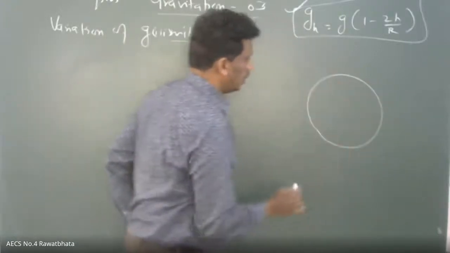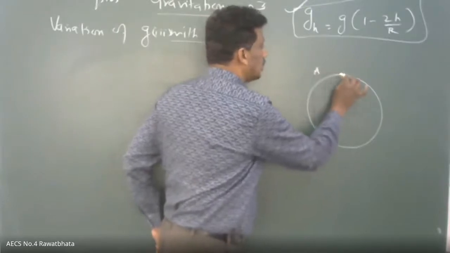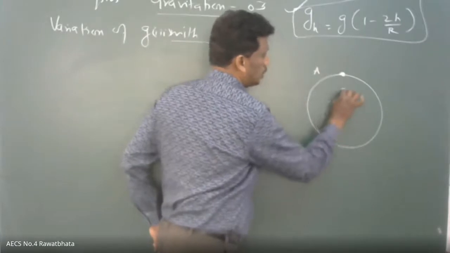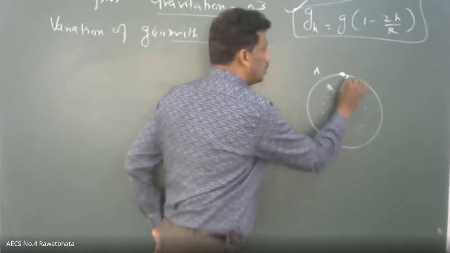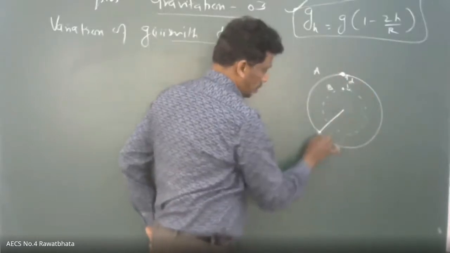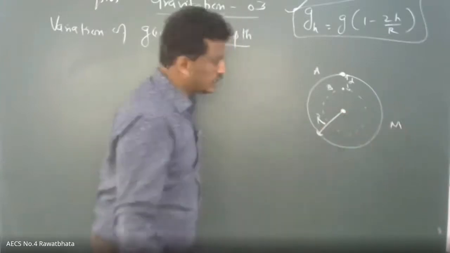Suppose you see the earth, the point I have taken, A, is on the surface of the earth. Another point you can take inside. Suppose this point I am taking is point B. So what is the depth here? D. Here R is the radius of the earth, M is the mass of the earth.